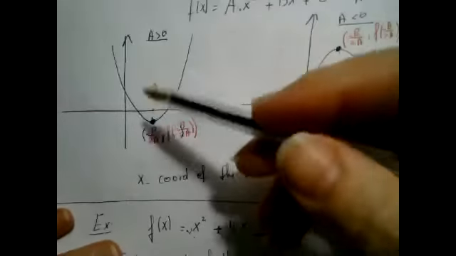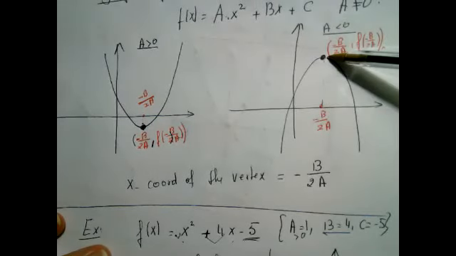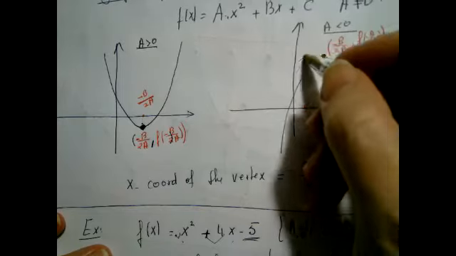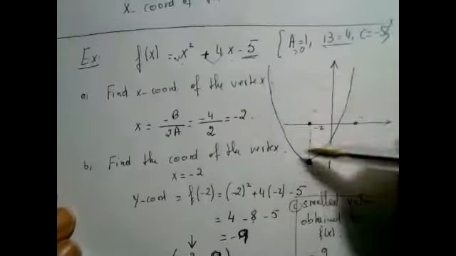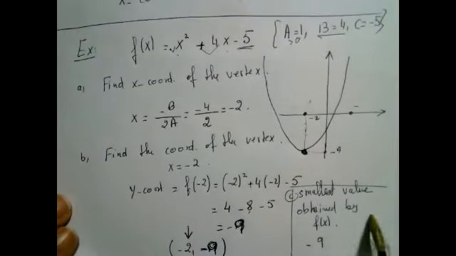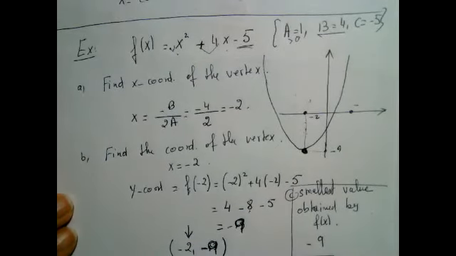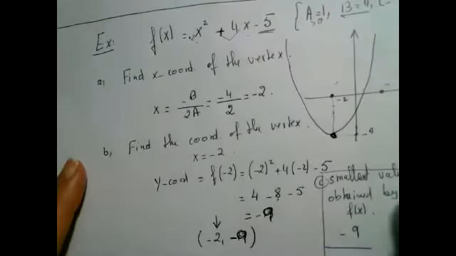If the graph is like that, the a is negative, I will be able to find the largest value obtained by the function. If the graph is concave up, a positive, I can find the smallest value obtained by the function. All right, let's practice one more problem along those lines.